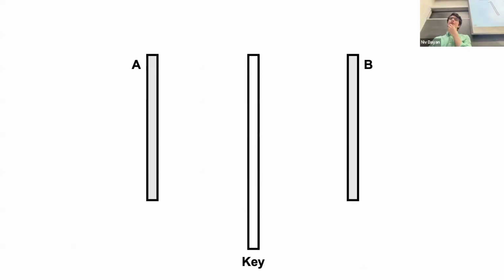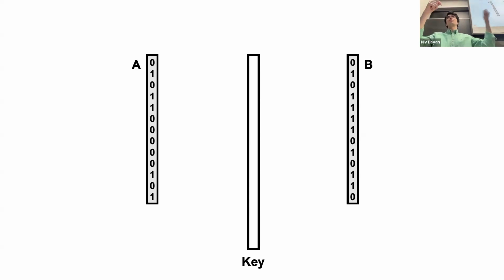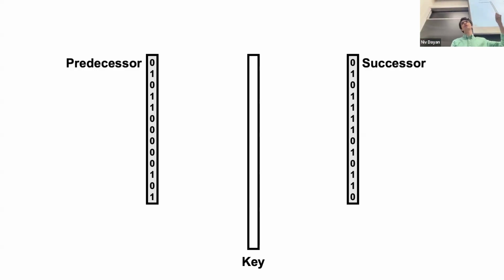Okay. And let's take a key that's in between A and B. For concreteness, let's just suppose that our samples A and B are these strings right here. Because this key is sandwiched in between the samples A and B, you can think of A as the predecessor of the key and B as the successor of the key in some sense, if you look at the ordering of all of these guys.